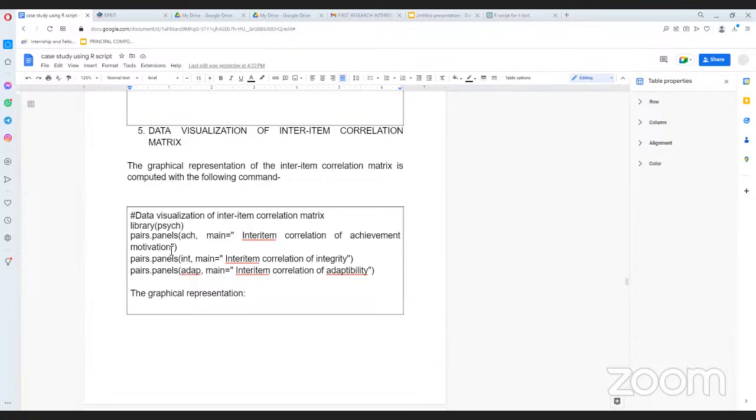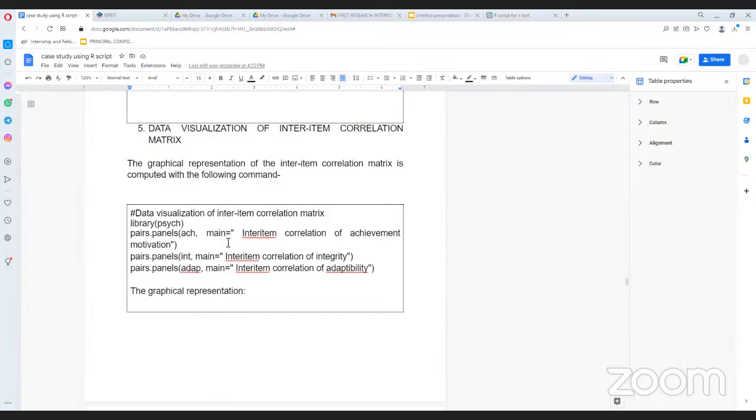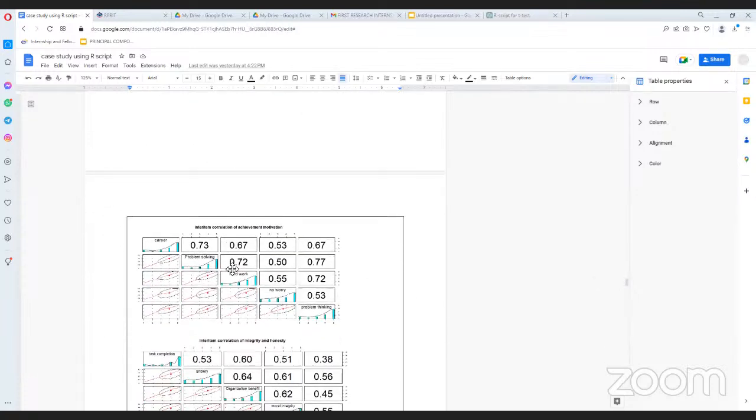Pairs.panels. Please follow. Whenever I am writing pairs.panels, it will show the inter-item correlation coefficient. And main indicates the title. So now this is the result. And this is the title.